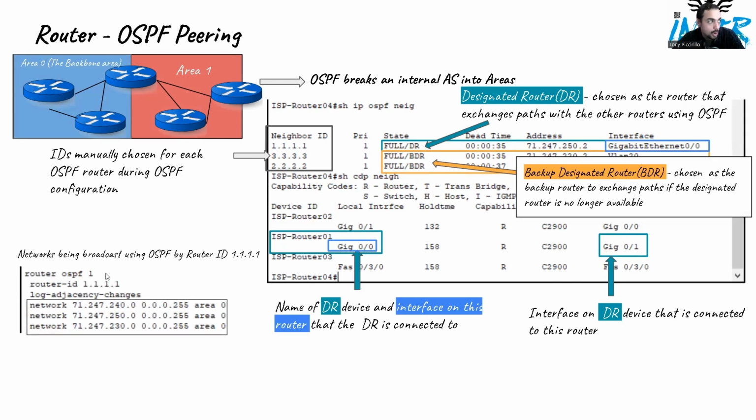By checking the router OSPF configuration here, we can see that router OSPF 1 with the router ID 1.1.1.1, so this is our designated router, is advertising these routes here.